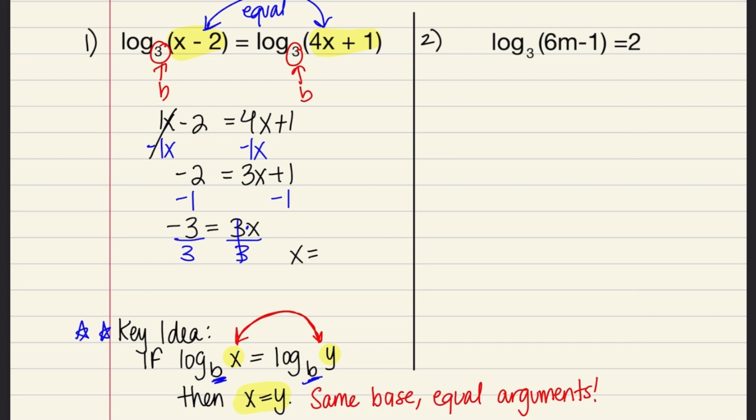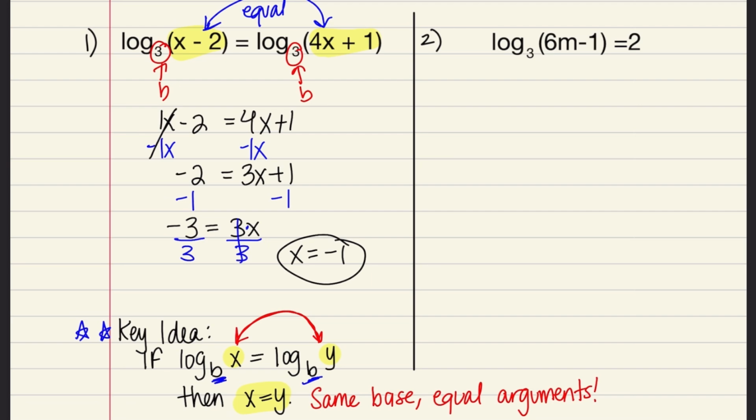Negative 3, a negative number, divided by positive 3, a positive number, will still give me negative 1. And that is our answer to number 1. X equals negative 1. We have solved this equation.